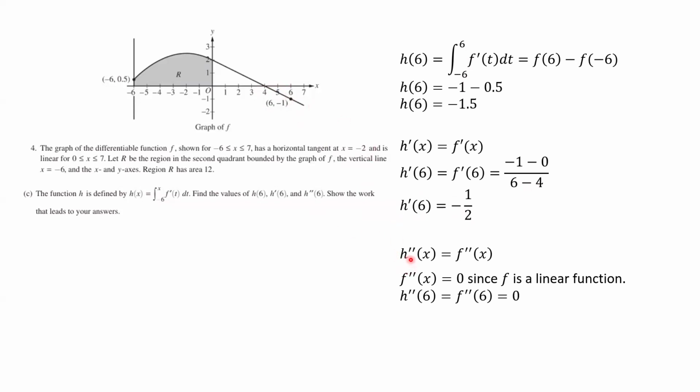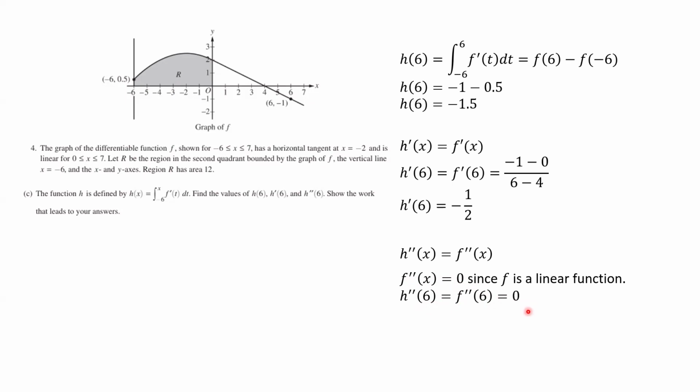Now h double prime, what is h double prime? It's the same thing as f double prime, because I just differentiated from here. What's f double prime of x? Well, since f is linear, f double prime will be 0. Therefore h double prime of 6 is f double prime of 6, but f double prime is constantly 0, so it's 0. And that's your answer for part C.